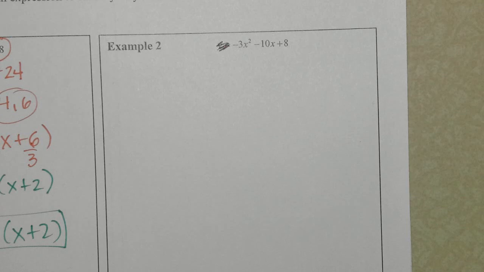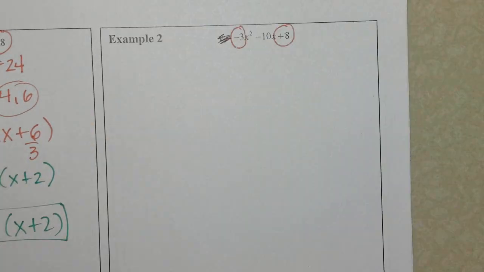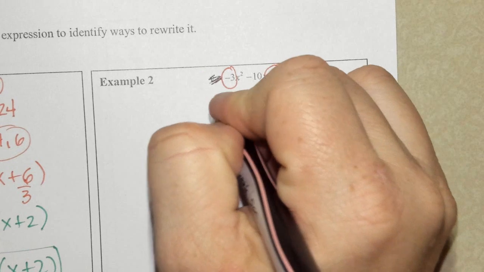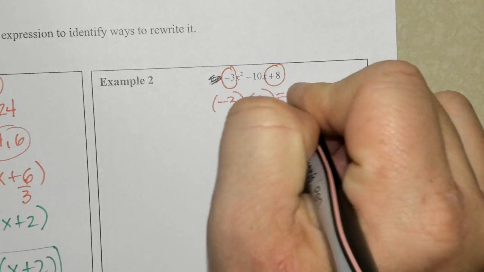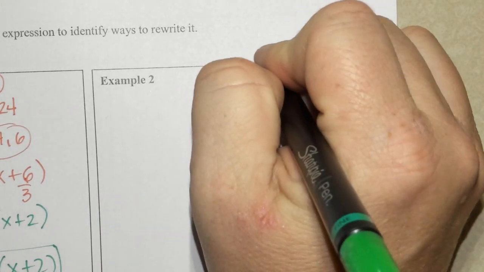Okay, the next one. Circle the negative 3 and circle the positive 8. Negative 3 and positive 8. They multiply. Negative 3 times positive 8 is negative 24. Put a box around the negative 10.